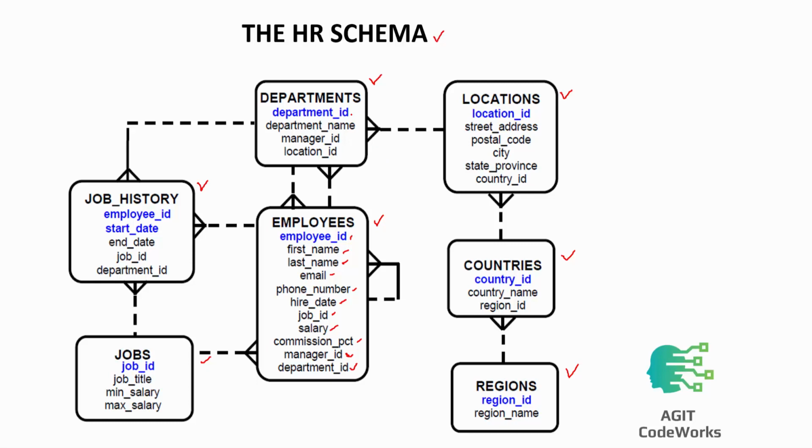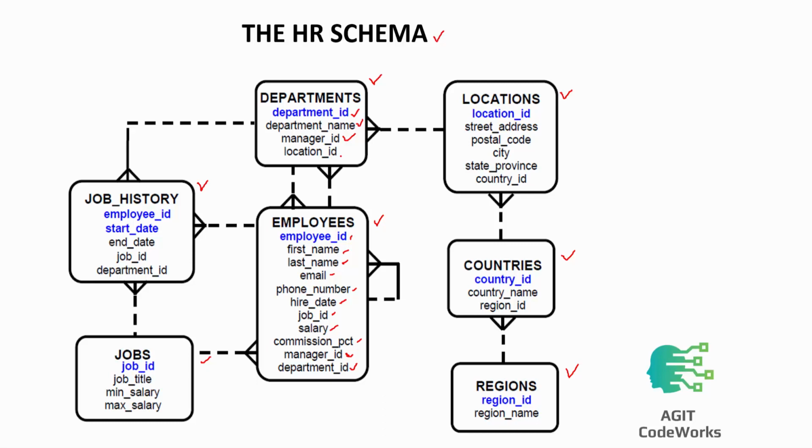The department ID is the ID of the department. So here we have the departments table, which has the ID of each department, then the name of the department, for example, marketing, logistics, IT department, security, and so on and so forth. The manager ID here also would be the employee managing this department. Location ID would be the location to which this department belongs.